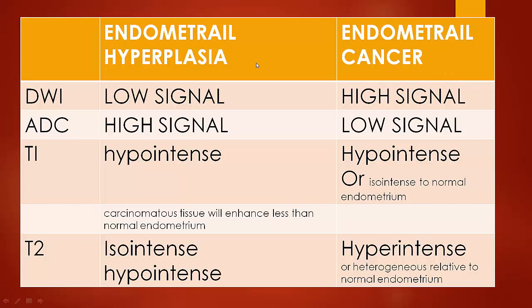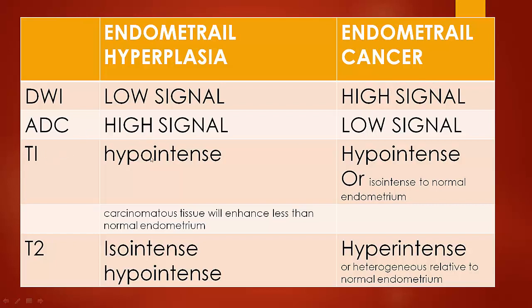Endometrial hyperplasia and endometrial carcinoma, differentiation by MRI. In diffusion weighted, endometrial hyperplasia shows low signal, endometrial cancer shows high signal. Apparent diffusion coefficient shows high signal in endometrial hyperplasia, low signal in endometrial cancer. Why does endometrial cancer show increased cellular density?